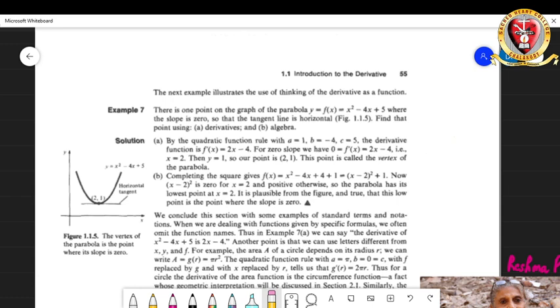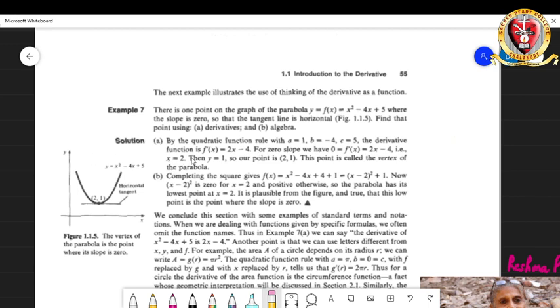So you can see that this is the graph y is equal to x square minus 4x plus 5. Okay, and the slope is 0 means this is the point where you have a horizontal line as the tangent at that point. So you have to find the point where the slope is 0. By the quadratic function rule, we know that f dash of x is equal to 2x minus 4. And we said that the slope is 0. That means f dash of x is equal to 0. That means 2x minus 4 is equal to 0. That means x is equal to 2.